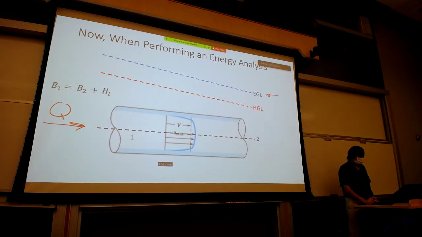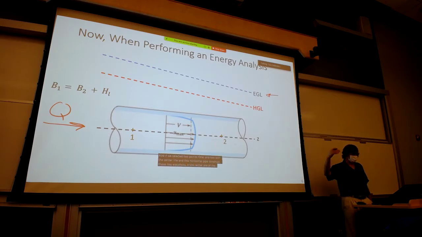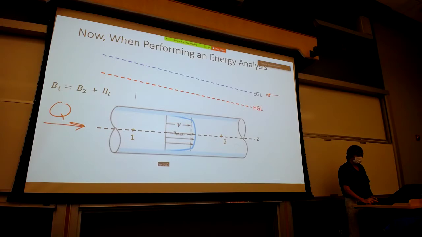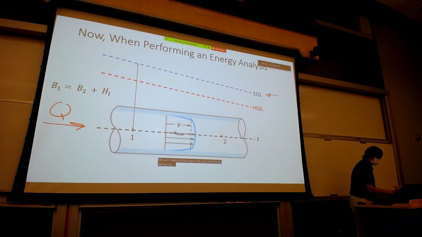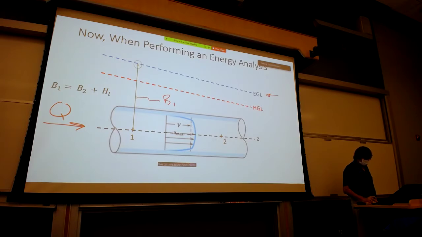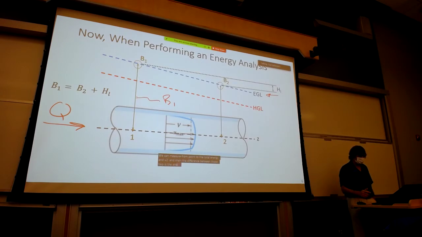And if we've selected 2 points, 1 and 2, with the center line in this horizontal pipe construct, those 2 elevations in the center line of the pipe are all horizontal, so Z1 and Z2 are the same. We can measure from point 1 the total energy, B1, so this line is B1. We can measure from point 2 the total energy at B2, and then the difference between those 2 is the energy losses. And again, if all you had was pipe friction, in this case, all of your energy losses are due to frictional resistance, h sub f.